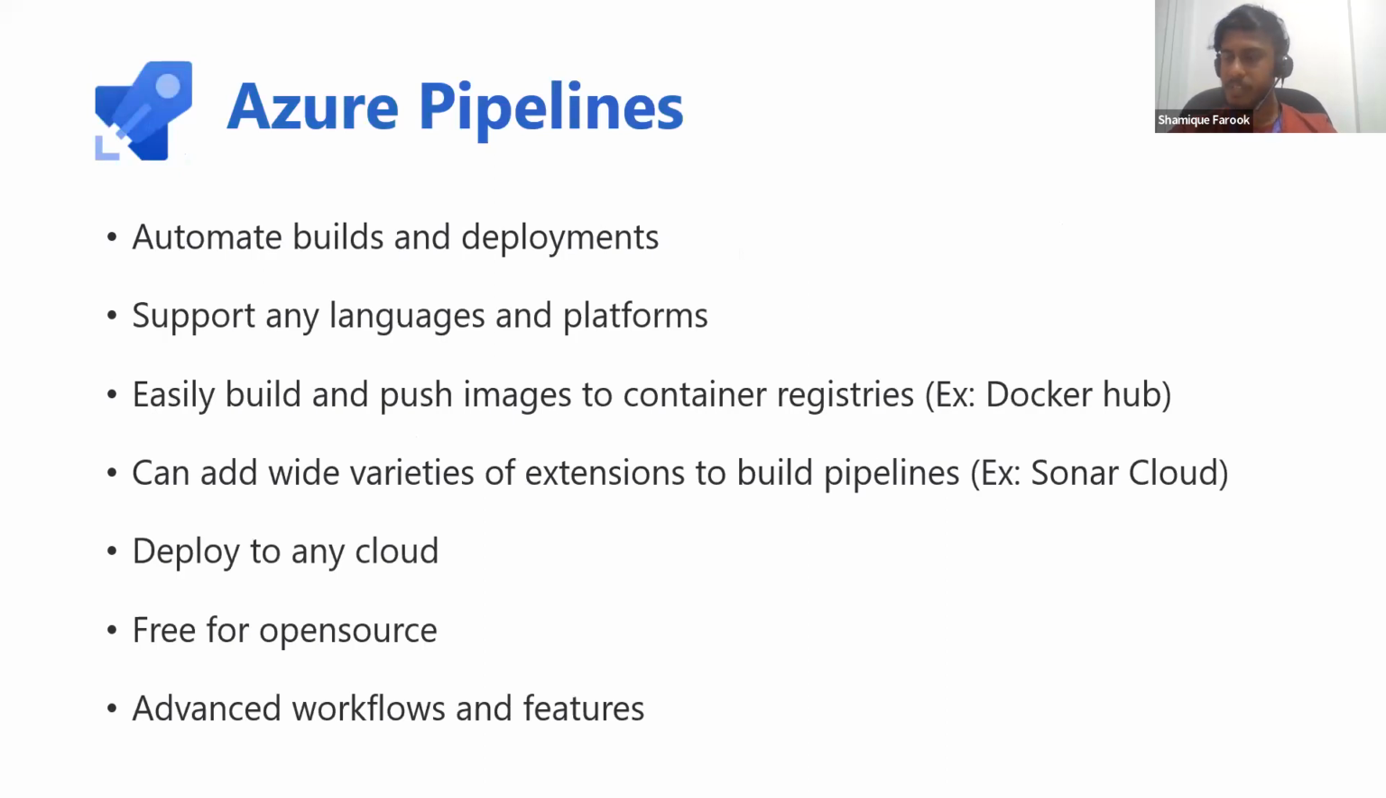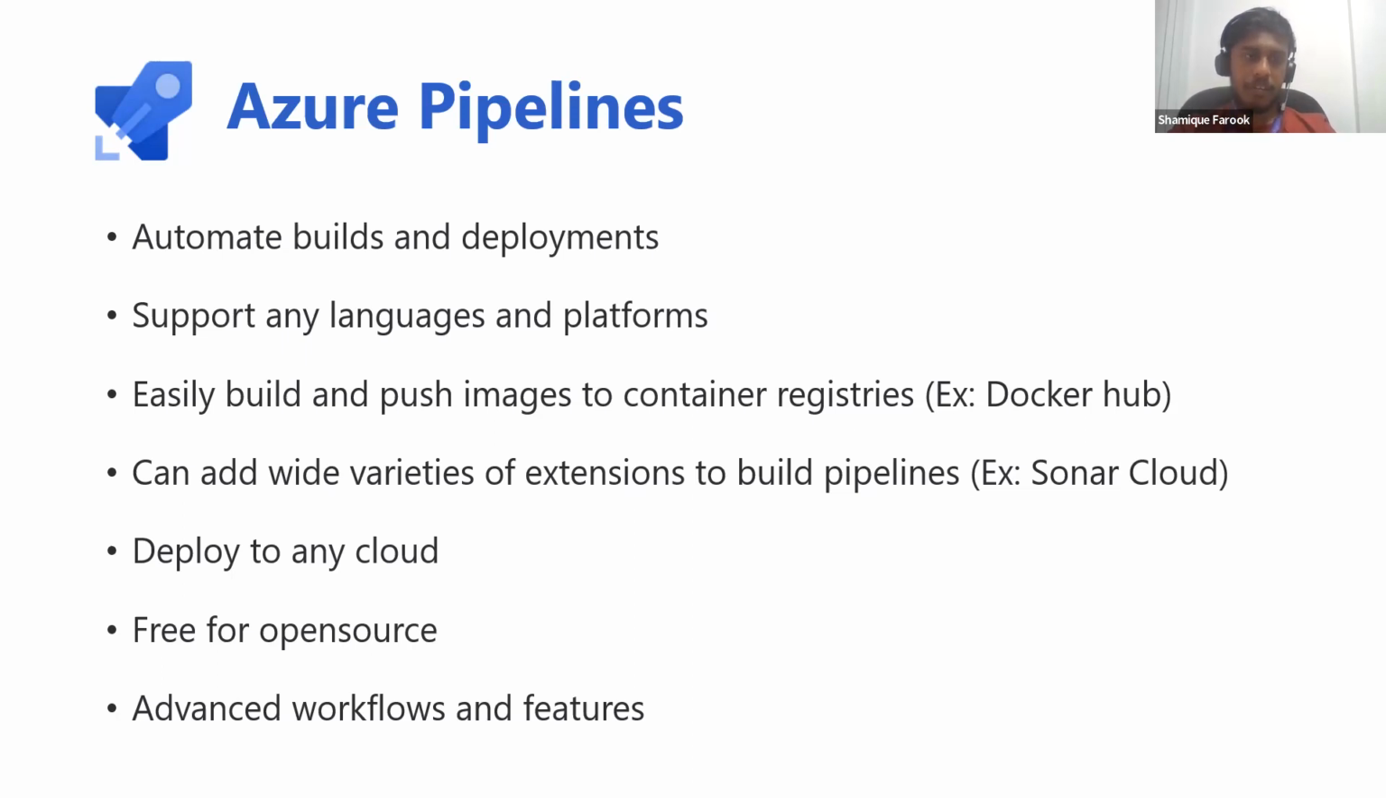Okay, moving on to the next service, which is Azure Pipelines. Azure Pipelines automates builds and deployments, and it supports any language, including Node.js, Python, Java, .NET, PHP, Ruby, or even Android and iOS apps. It runs in parallel on operating systems like Linux, Mac OS, and Windows.